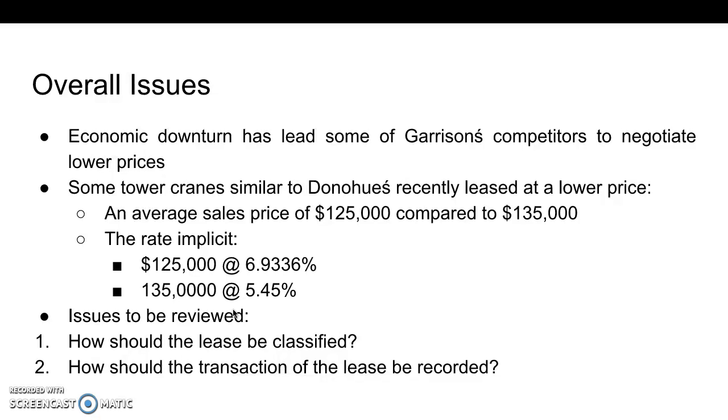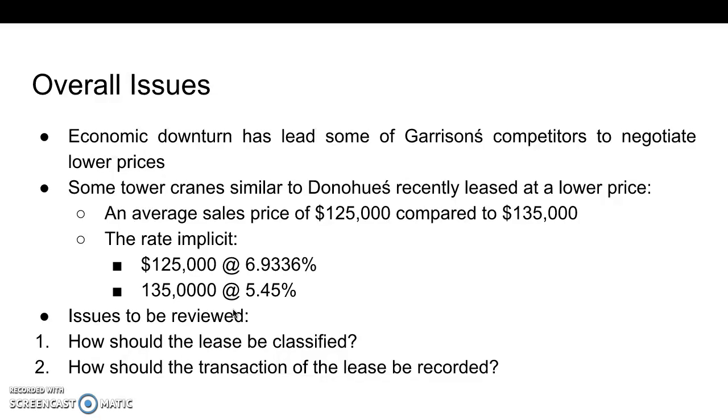Garrison begins to face some economic downturns when his competitors begin offering a lower price. His competitors offer a selling price of $125,000 compared to his $135,000. The rate implicit in the lease, assuming the fair value of the tower, is as follows: $125,000 at 6.933% and $135,000 at 5.45%.